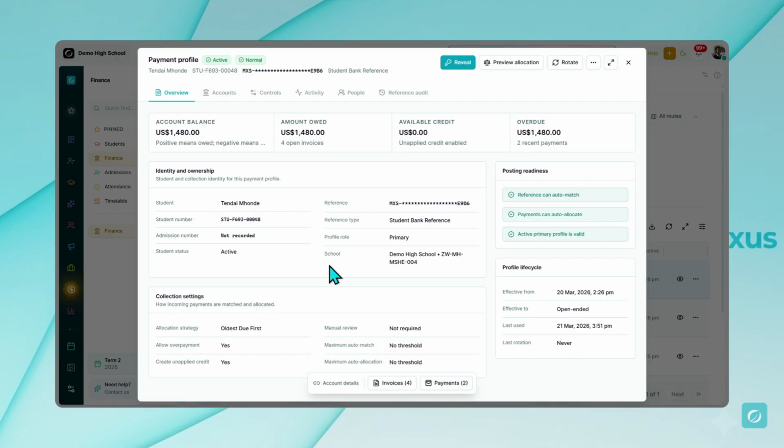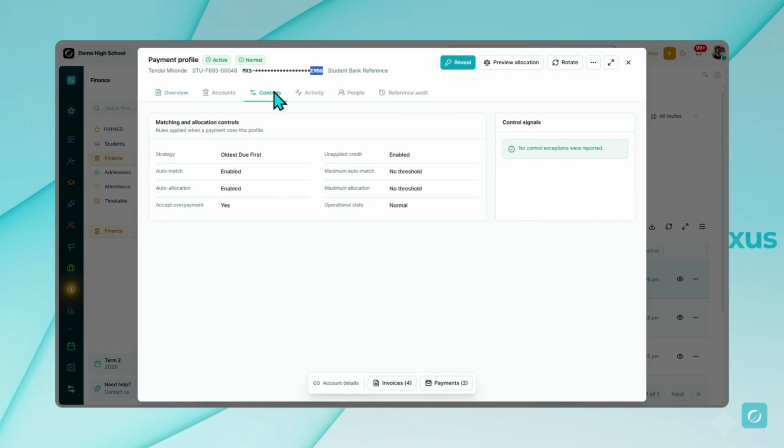Before following the transaction, we need to understand the rule Makronexus was instructed to follow when the money arrived. This is Tendai's payment profile. Think of this as the connection between the student's identity and the school's collection process. It gives the student a stable, masked bank reference. When that reference appears on a bank statement, Makronexus can identify which student the payment belongs to, without relying on someone manually interpreting a narration field. The profile is active and primary. Its reference ends in E9B6.